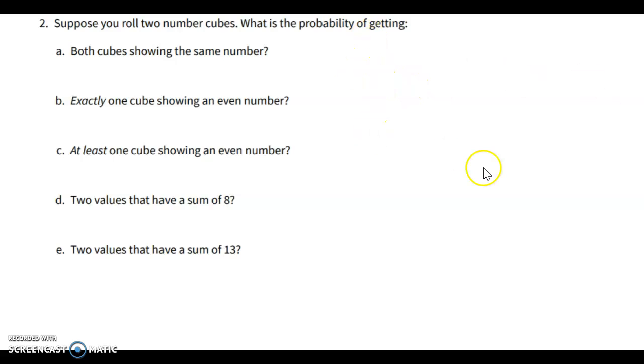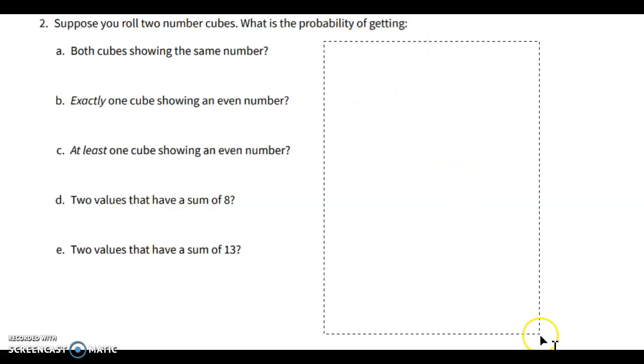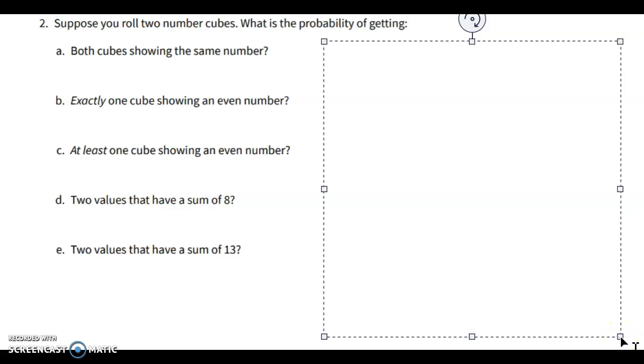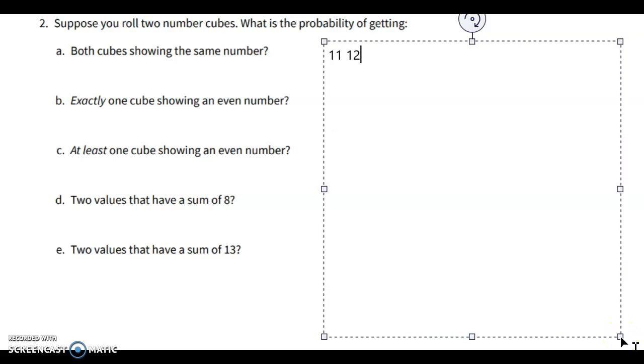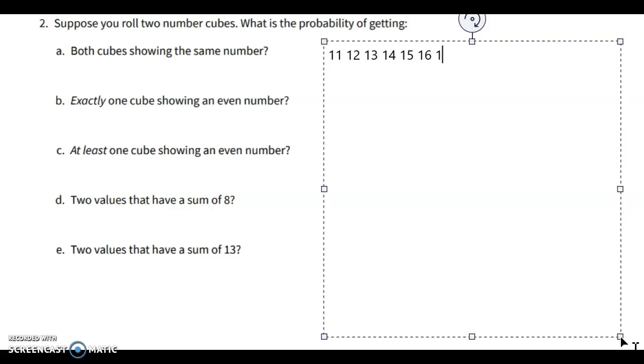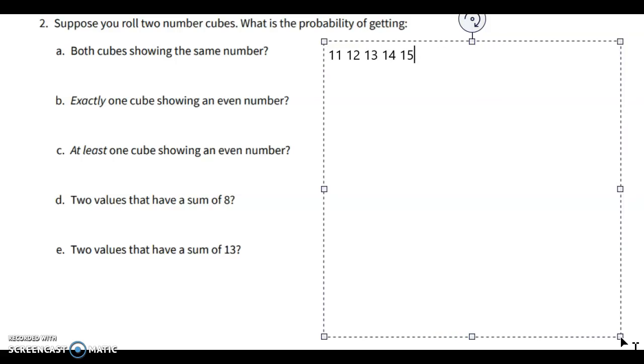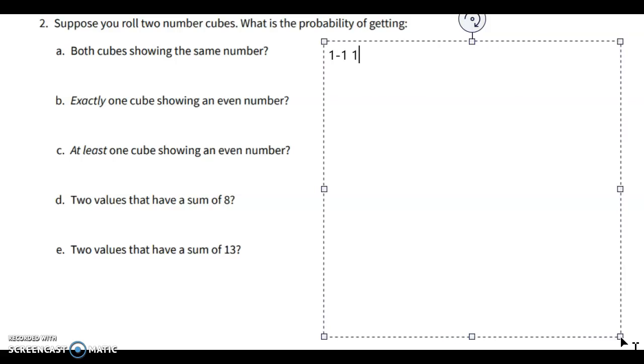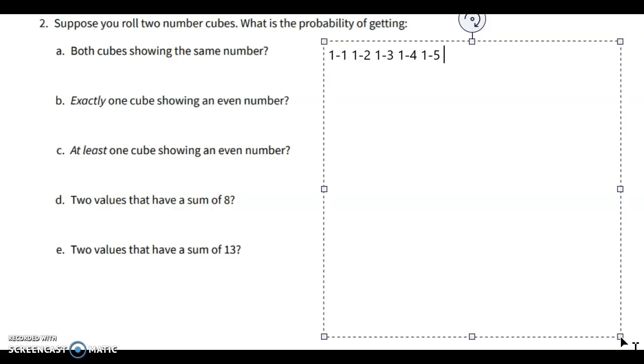Why listing? It just sounds like a nice, easy way to get this out. All right, so here we go. So I'm rolling 2 cubes, right? So I can get a 1, 1, a 1, 2, a 1, 3, a 1, 4, a 1, 5, a 1, 6. I can get a 1, 1, a 1, 2, a 1, 3, a 1, 4, a 1, 5, or a 1, 6.